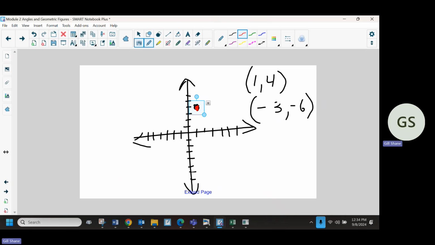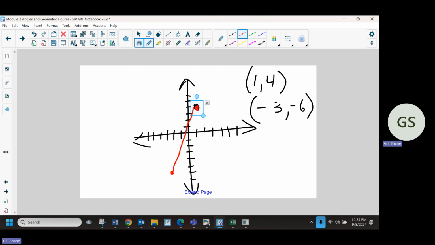So somewhere about there. (-3, -6) would be 1, 2, 3, 4, 5, 6. So I go left 3 and then down to about there. That would be about where that line is. And then you just kind of draw a line to connect. So again, it does not have to be perfect.